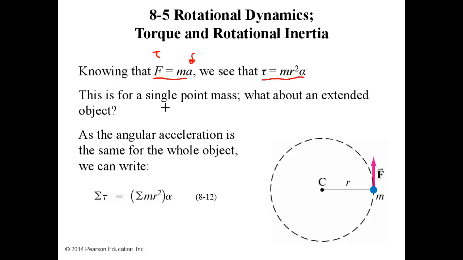If we wrote this for an extended object, what we're going to be doing is summing up all of those tiny little masses and those tiny little distances of an object.